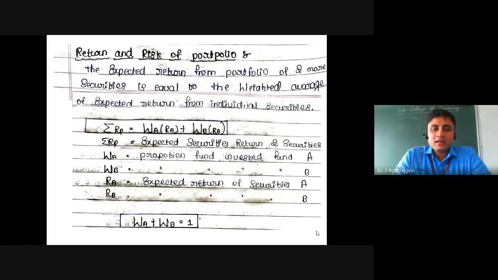Okay. Now, after solving the return and the variance and the standard deviation, students, now we will understand the return and risk of the portfolio. See, the expected return from the portfolio of 2 or more securities is equal to the weighted average of expected return from individual securities. They will be asking you to calculate in the question the return of the portfolio and the risk of the portfolio. Please understand this. I will be solving one problem related to this now.